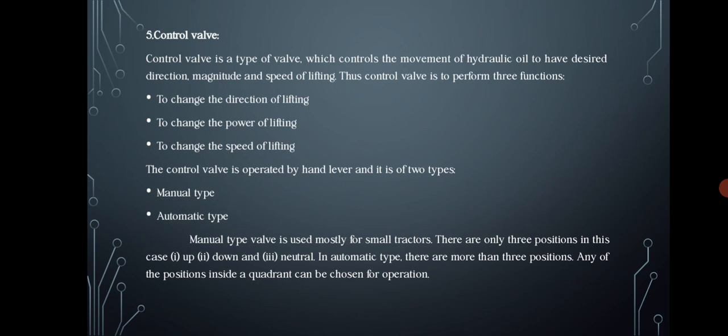Control valve is operated by hand lever and it is of two types: manual type and automatic type. Manual type is used mostly for small tractors. There are only three positions in this case: up, down and neutral. In automatic type, there are more than three positions. Any of the positions inside the quadrant can be chosen for operation.